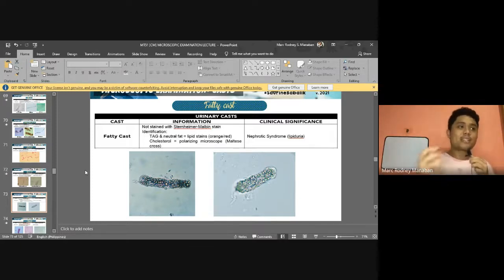You have nephrotic syndrome. Because nephrotic syndrome is characterized by massive proteinuria, reaching 3.5 grams per day of albumin, and massive lipiduria, where fats are seen. So you have fatty casts, fat droplets, oval fat bodies. So don't overthink it. When you see these in case studies, dears, I'm telling you, don't overthink it. Okay? Alright, moving on.